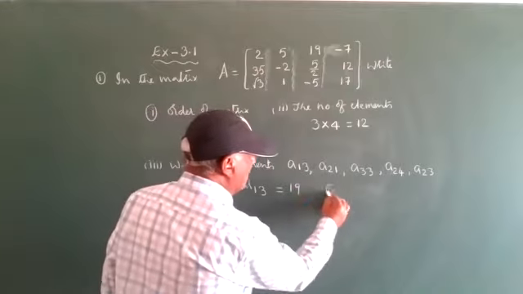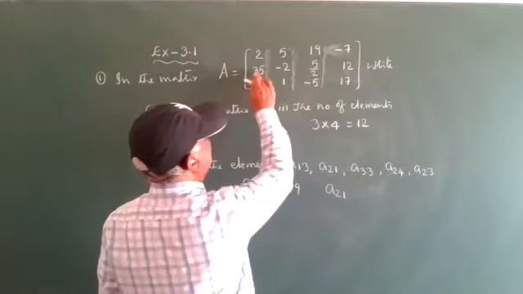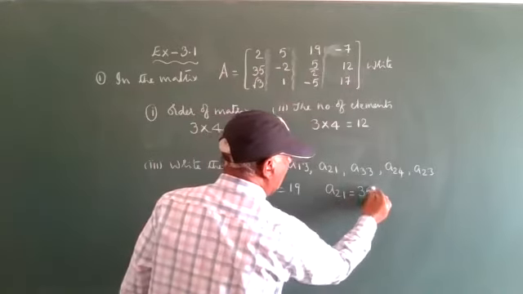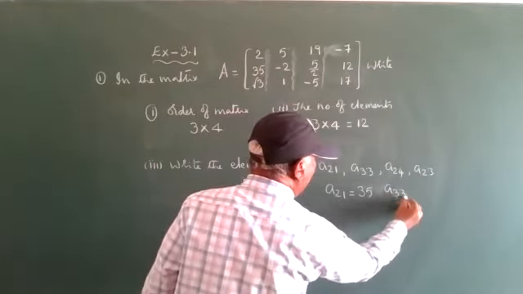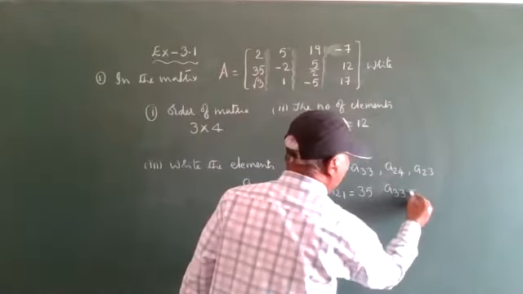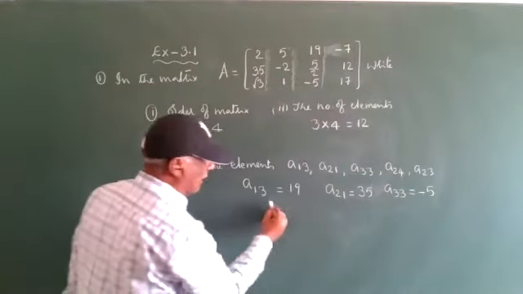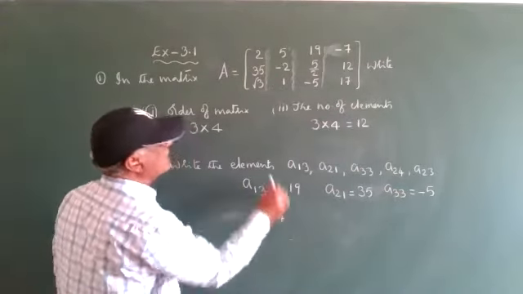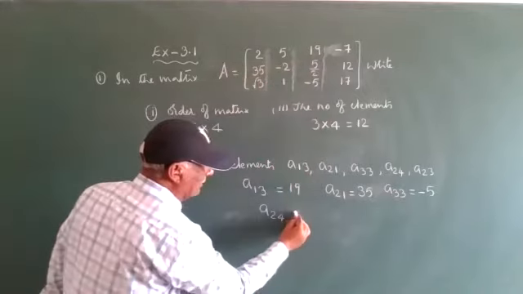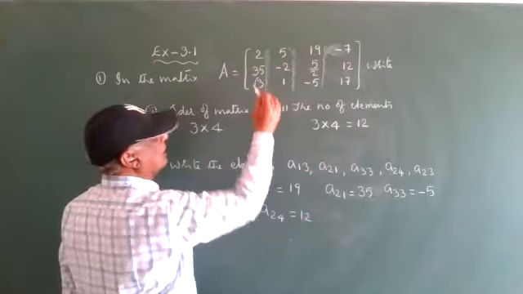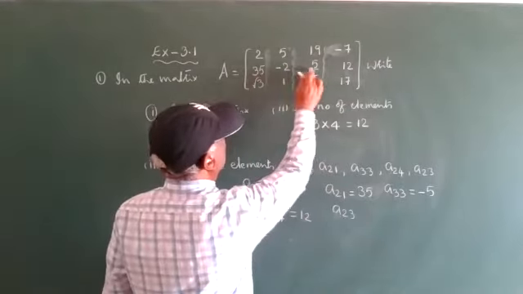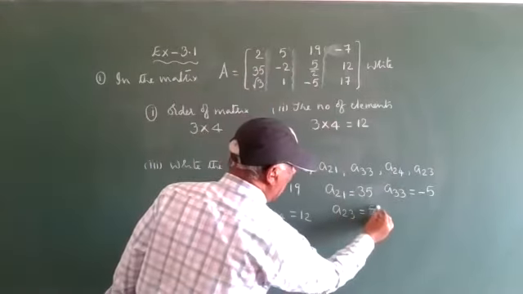Next. Second row, first element is 35. Third row, third element is minus 5. Second row, fourth element: 1, 2, 3, 4, is 12. Second row, third element, A23: second row, 1, 2, 3. Third element is 5 by 2.